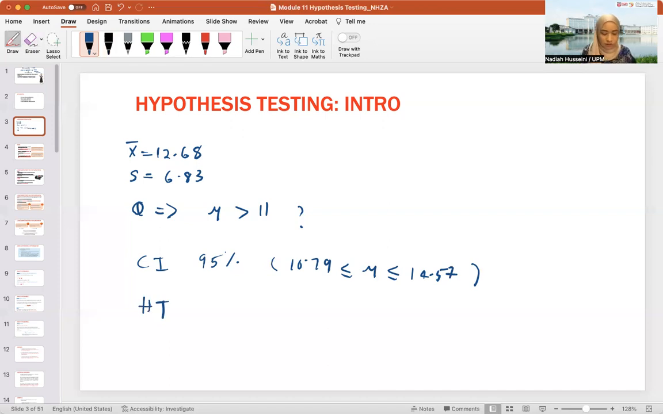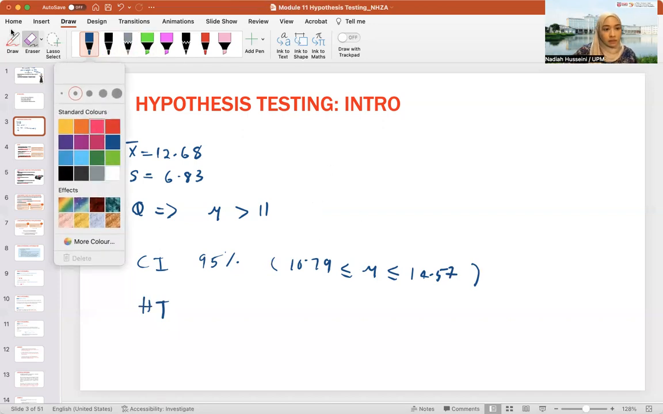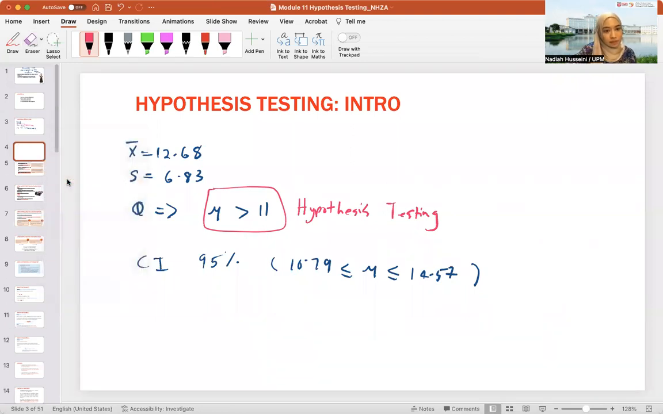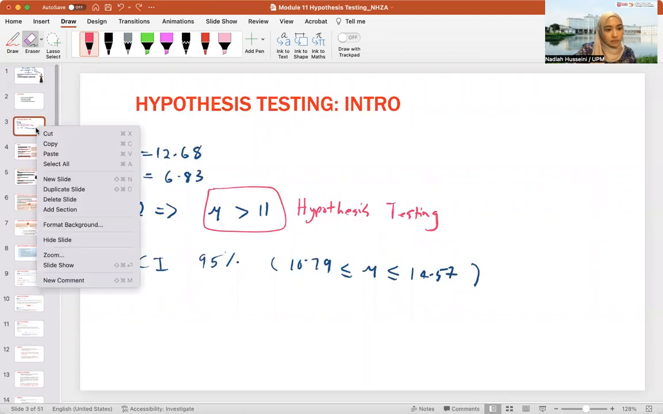In HT, the question of whether mu is greater than 11 is called hypothesis testing. This is the actual story. This mathematical statement is the hypothesis. We will test this statement. Okay, so to test the hypothesis, duplicate this slide.